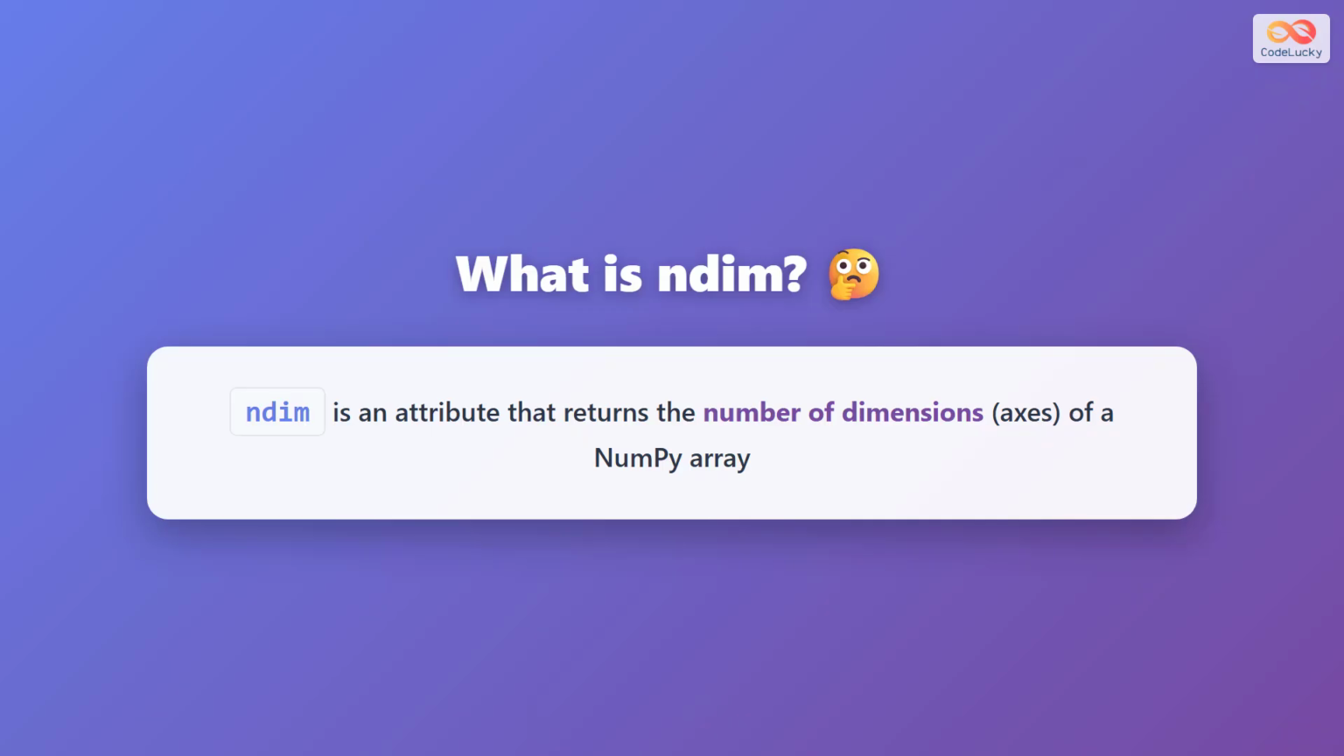So what exactly is ndim? Ndim is an attribute that returns the number of dimensions, also called axes, of a NumPy array. It's a simple yet powerful property that tells you how many dimensions your array has. Think of it as a way to understand the shape complexity of your data structure.